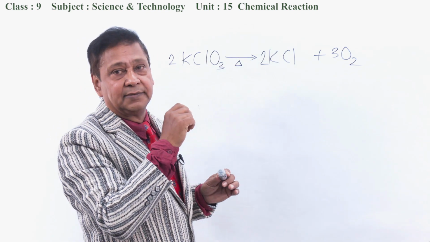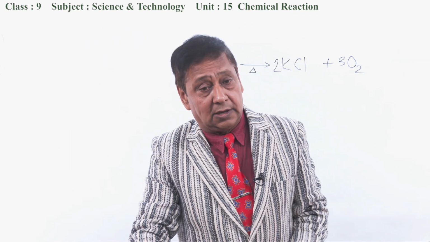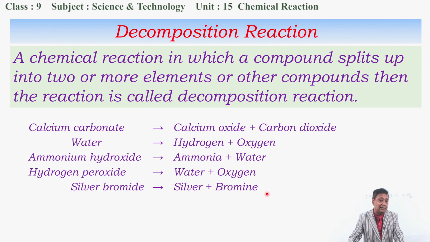Just remember this. Now, look at this also. Here we have so many decomposition reactions. In a decomposition reaction, a compound dissociates into 2 or more than 2 elements or other compounds. In all these, there is only one reactant, but products are 2 or more than 2. But in case of combination, it was just the opposite. Reactants were 2 or more than 2, but the product was only 1. Yes, decomposition is just the opposite of combination.